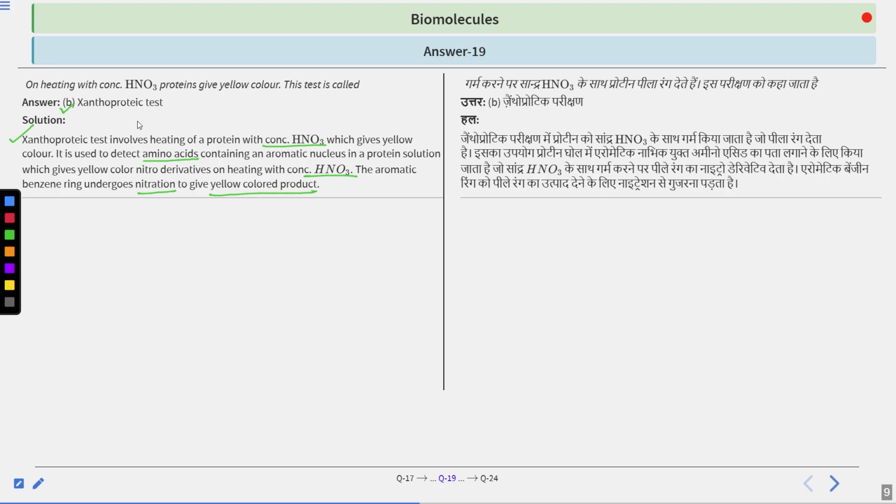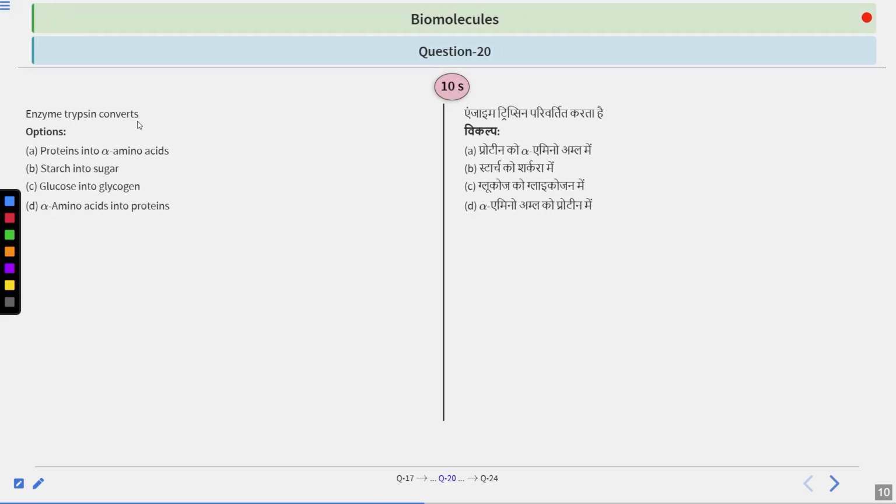Moving on to our next question. The enzyme trypsin converts what into what? We have been given the enzyme trypsin, and you have to tell what trypsin converts into what. Options are: proteins into alpha amino acids, starch into sugar, glucose into glycogen, or alpha amino acids into proteins. You have 10 seconds to think about this question. After that, we will see the correct answer.